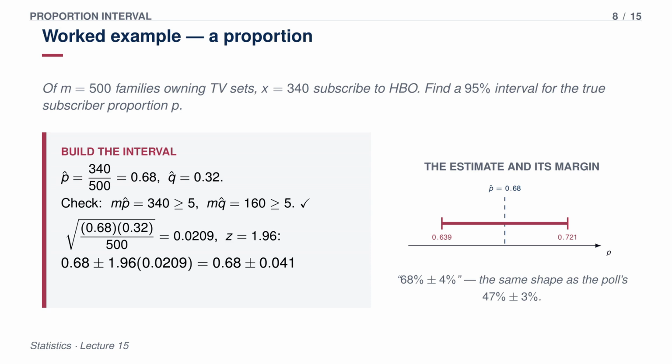Standard error. Root of 0.68 times 0.32 over 500, about 0.021, times z of 1.96 gives a margin of about 0.041. So 0.68 plus or minus 0.041, the interval 0.639 to 0.721. 68%, give or take 4 points. That is exactly the shape of the poll we opened Lecture 14 with, 47% plus or minus 3.